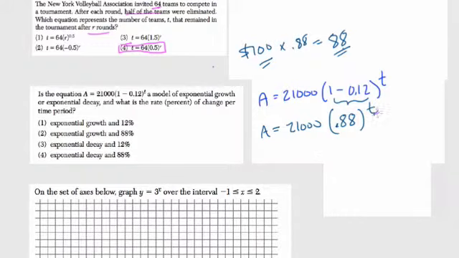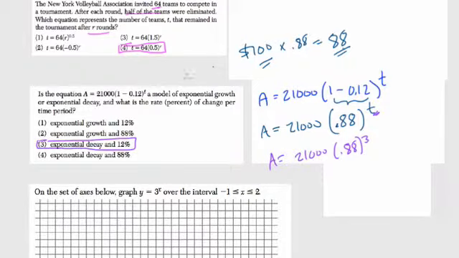So if t is a larger number, like 3, you'd have 21,000 times 0.88 3 times. And that would just mean you lost 12%, and then another 12% of that, and then 12% of the new total, and so forth. So this is called exponential decay. We're losing value at a rate of 12% for each period.